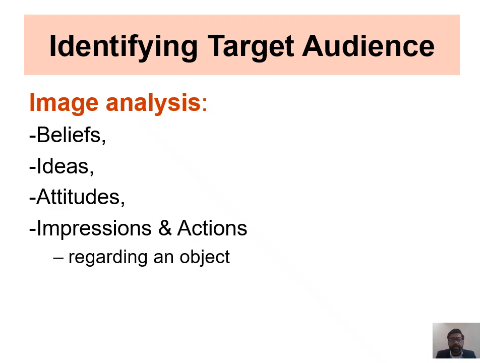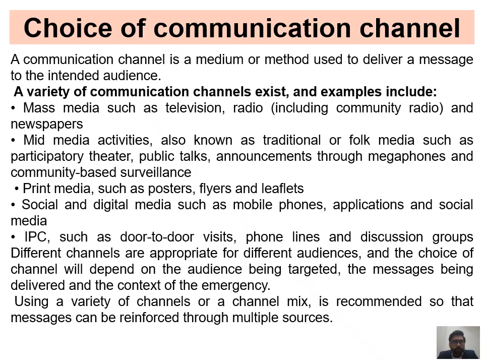After identifying the target audience, in the previous slide we talked about identifying target audience. Now we are talking about principles of effective marketing communication. The second step would be choice of communication channel. Choosing the right communication channel is very important. A communication channel is a medium or the method used to deliver a message to the intended, targeted audience. A variety of communication channels exist. An example includes mass media such as television, radio. Radio also includes community radio. When we talk about print media, newspaper could be an example. So mass media includes TV, radio, newspapers.